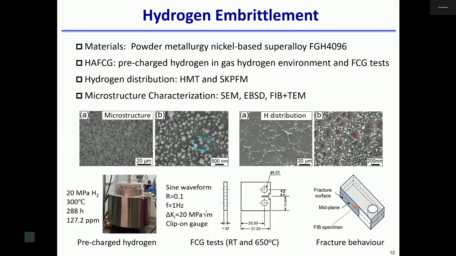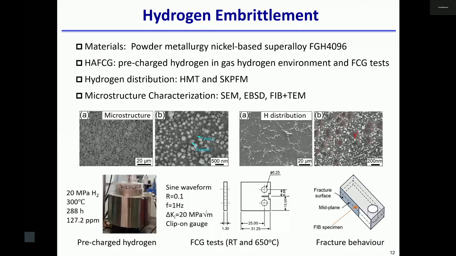So what we did is we use a CT specimen, and we pre-charge the CT specimen in a gaseous hydrogen environment, under high temperature and 20 MPa pressure. This allows the specimen to be fully charged with hydrogen. After that, we did fatigue crack growth testing to look at the effect of HE on fatigue crack growth.